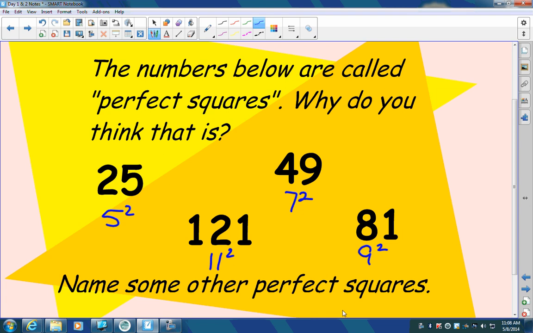10's not a perfect square, but what would it be, 10 squared? It'd be 100 that's the perfect square. What's another perfect square? 4 is, because that's 2 squared. What's another one?